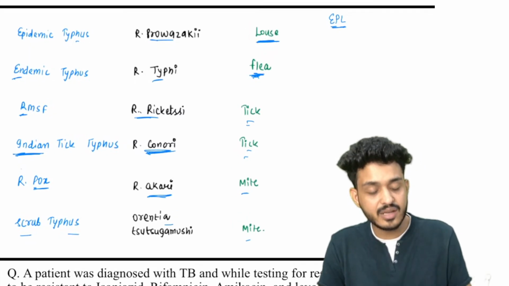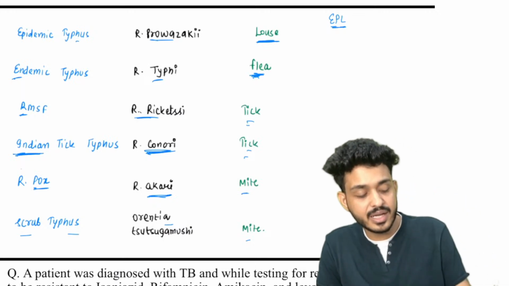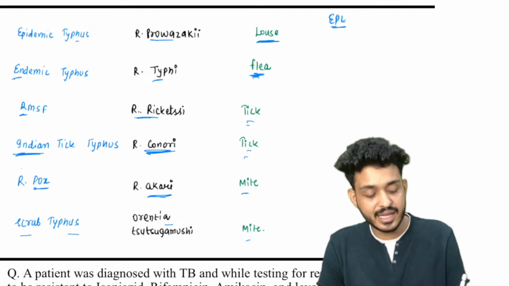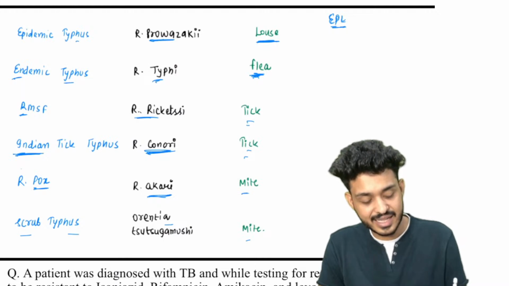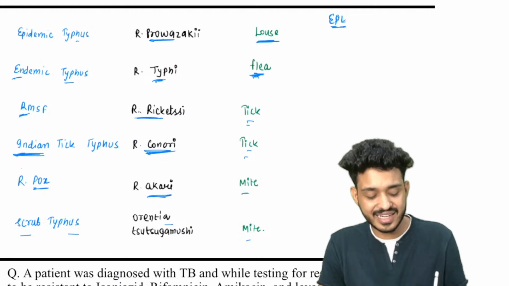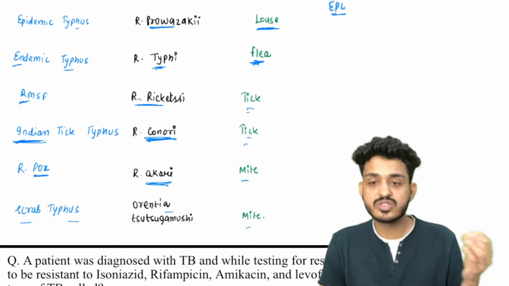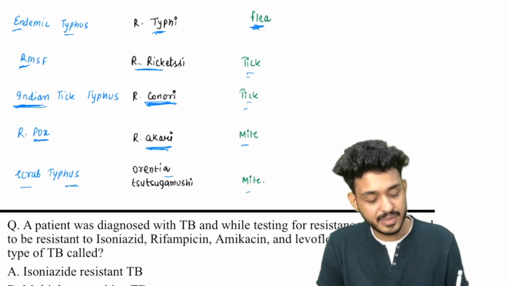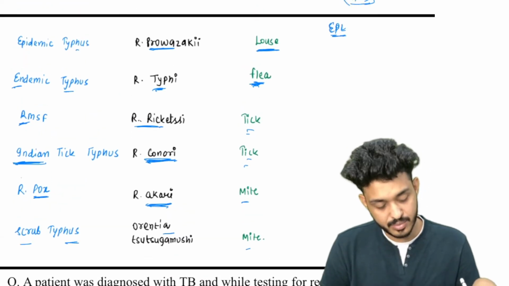Again, revise with me. We have louse, flea, tick, tick, mite. Start with EPL: epidemic first, and that would be P for Prowazekii. T for typhus, the second one is Typhi, and third, Rocky Mountain will be Rickettsii, R for R. India will be in the corner, Conorii. Pox will be Akari, pox has some shape. Rickettsialpox is Akari, and scrub typhus will be Orientia tsutsugamushi. Done?